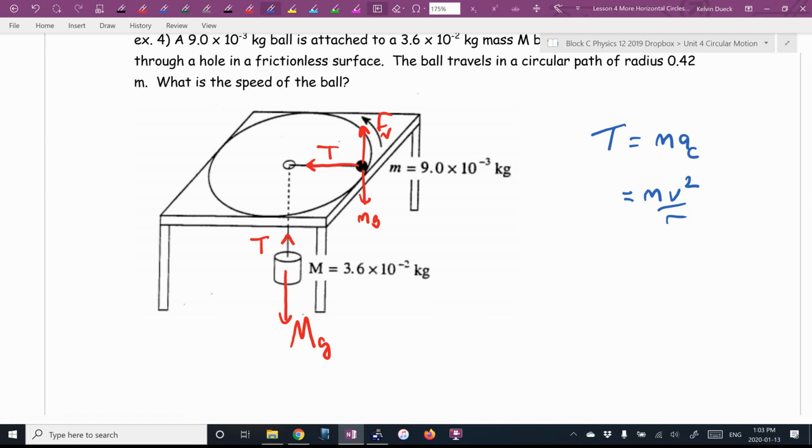What's another equation that I could write for the big M mass? What's an equation I could write there? Equals what? Is this accelerating at all? So the forces are balanced. So as a shortcut, I think I can actually say big Mg equals tension, which means I can replace tension with big Mg.